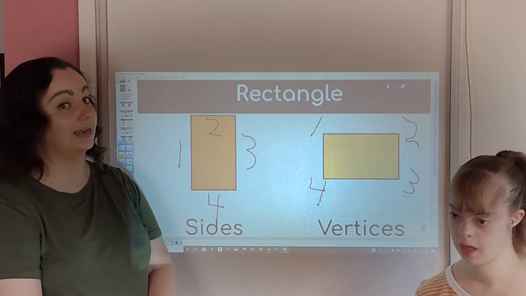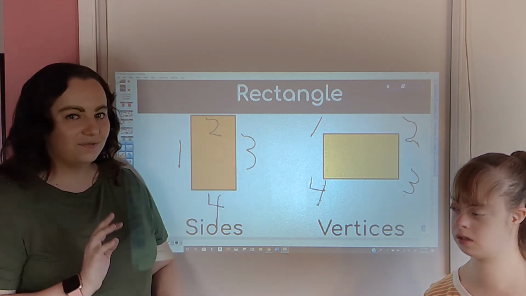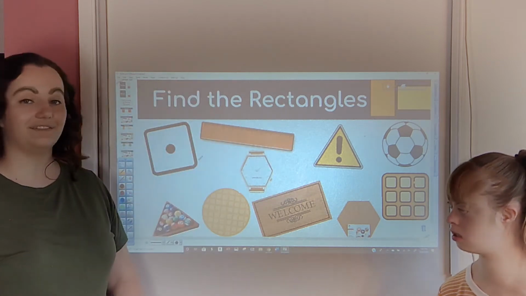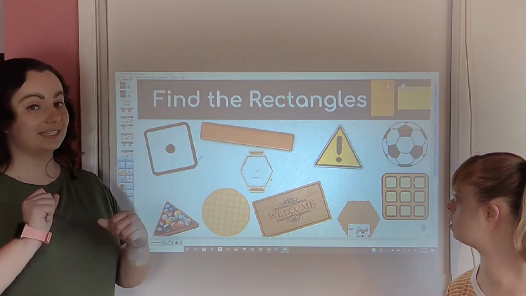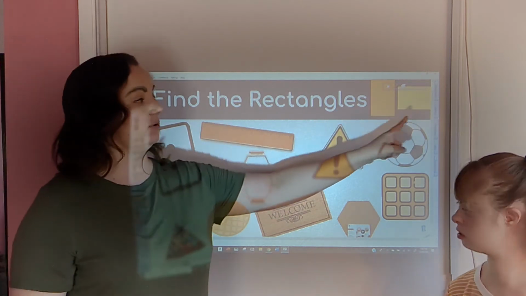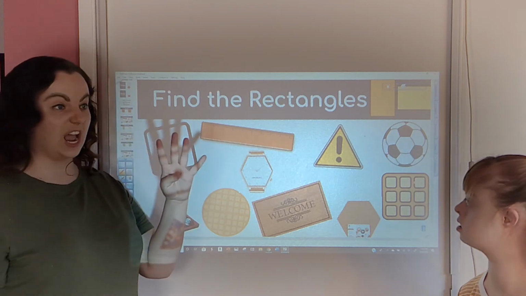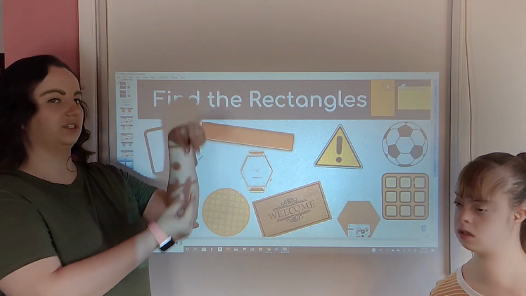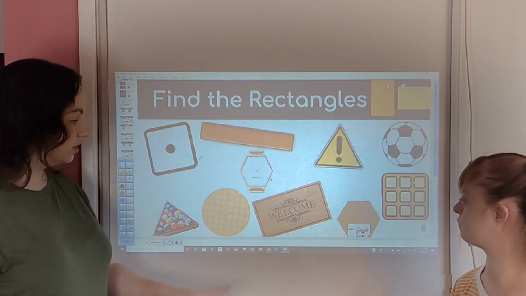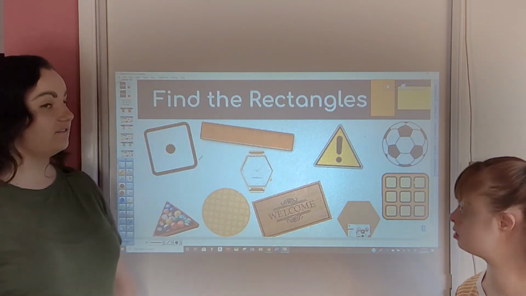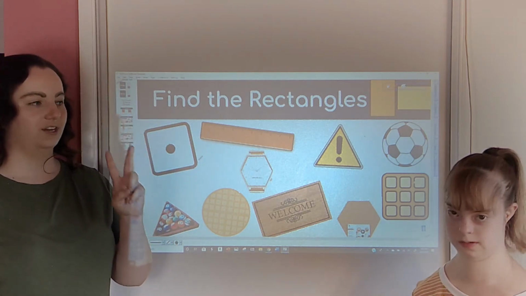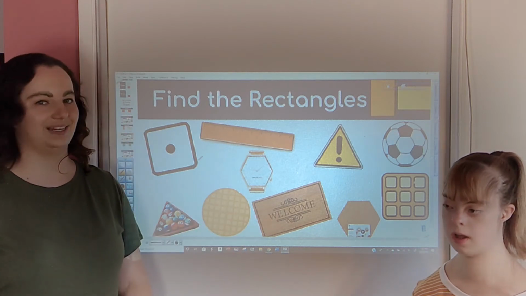Okay, here's some rectangles we just saw. Let's see if we can find some rectangles in our real life pictures again. Now it's time to look very carefully at this picture again. But this time, we're looking for rectangles. Just like we learned about. 4 sides, but the sides are different sizes, and 4 vertices. So look very carefully and find the 2 rectangles in this picture. 2 rectangles. We're going to give you some quiet time.